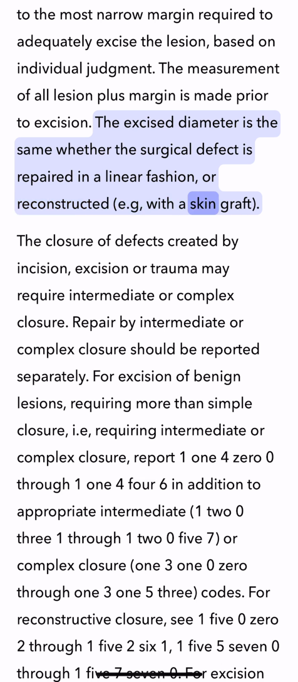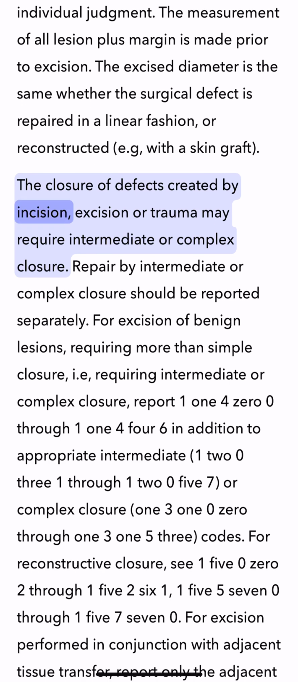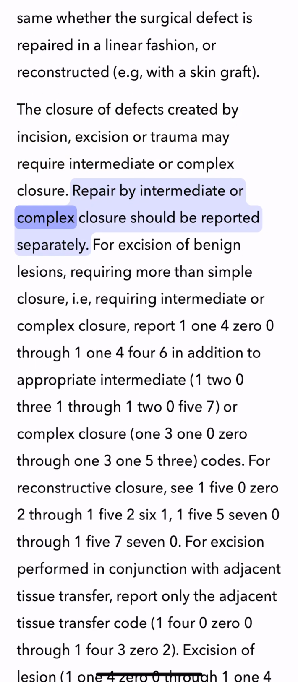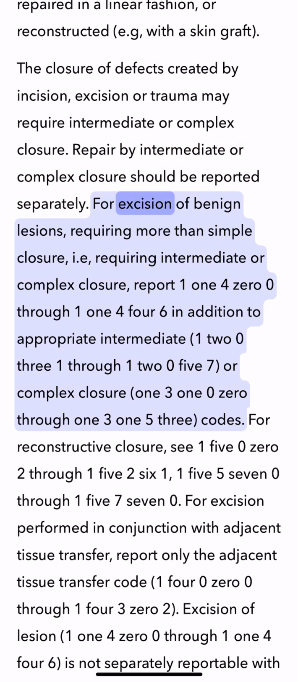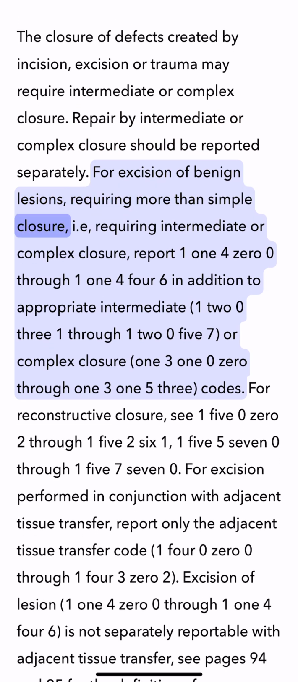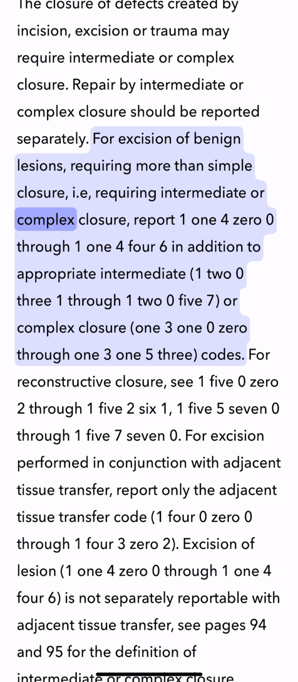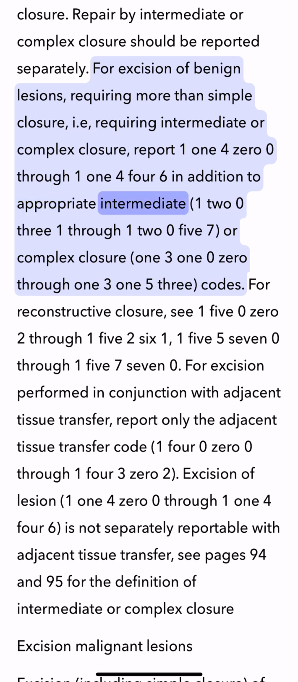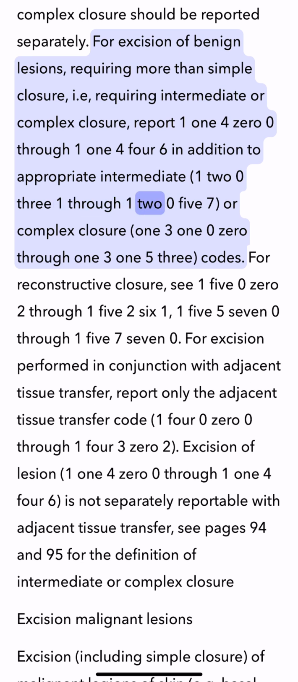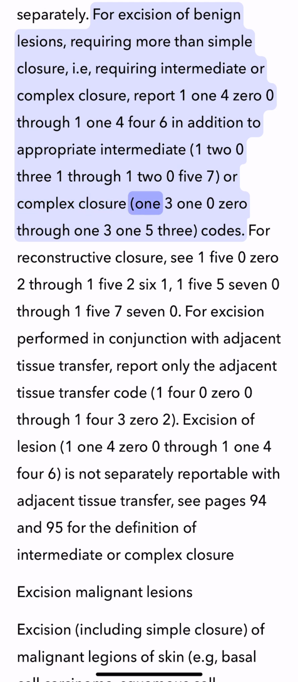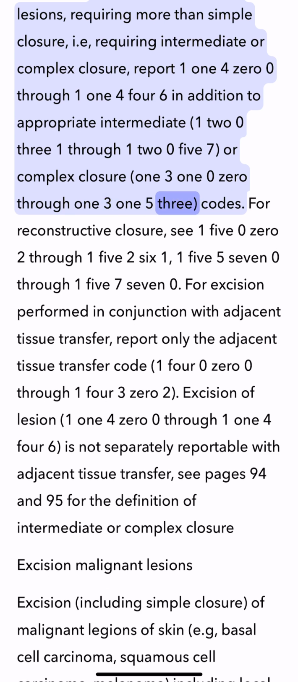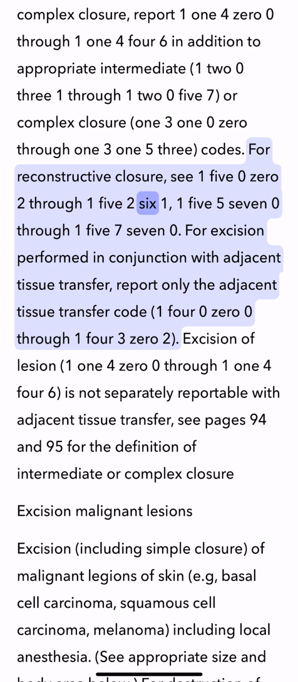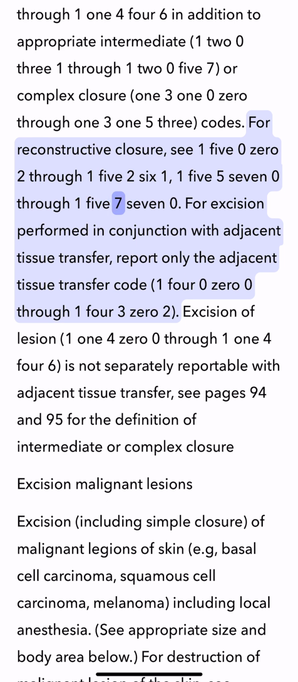For example, with a skin graft, the closure of defects created by incision, excision, or trauma may require intermediate or complex closure. Repair by intermediate or complex closure should be reported separately. For excision of benign lesions requiring more than simple closure, that is, requiring intermediate or complex closure, report 11400 through 11446 in addition to appropriate intermediate, 12031 through 12057, or complex closure, 13100 through 13153 codes. For reconstructive closure, see 15002 through 15261, 15570 through 15770.